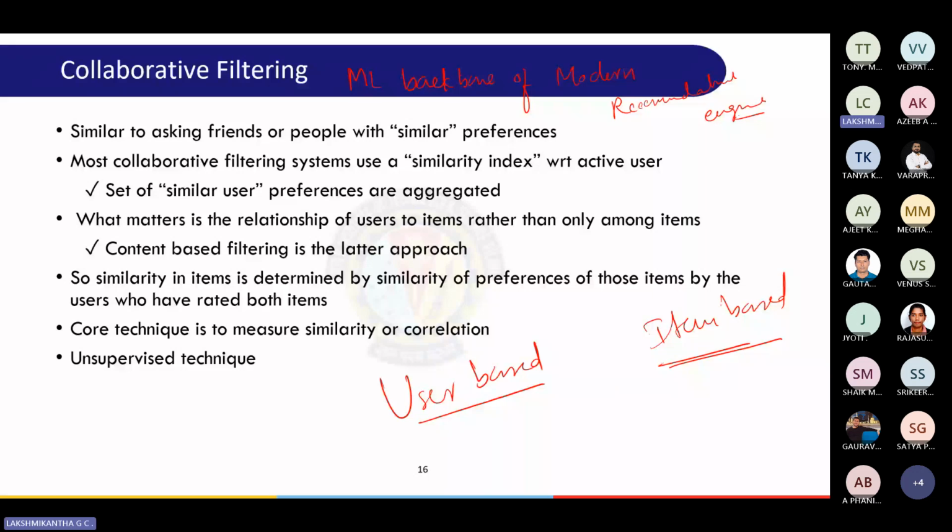Sparse data means what, guys? Suppose sometimes we have not entered data in the data set, then it is called sparse, right? Otherwise, if we have entered more zeros, then it is called sparse. So in the case of sparse data, nearest neighbor methods fail. That you should understand. Clear?